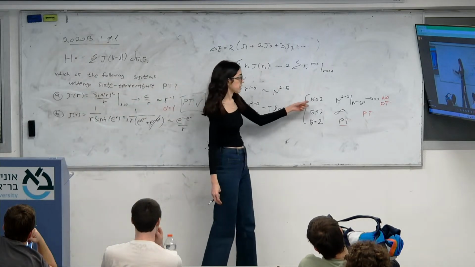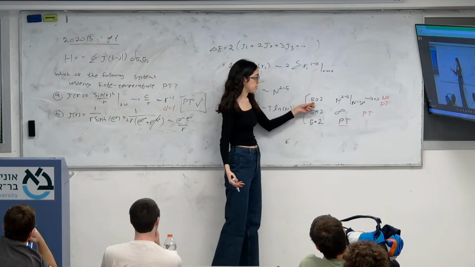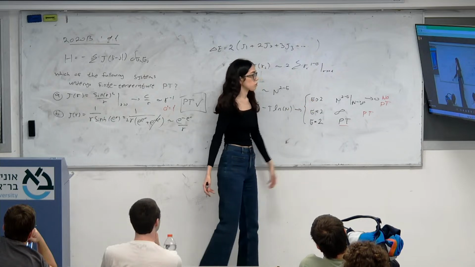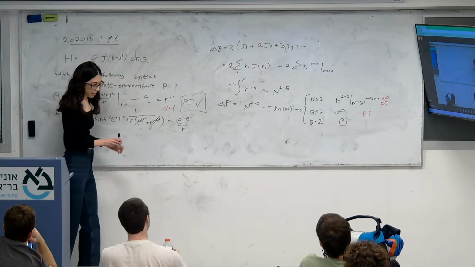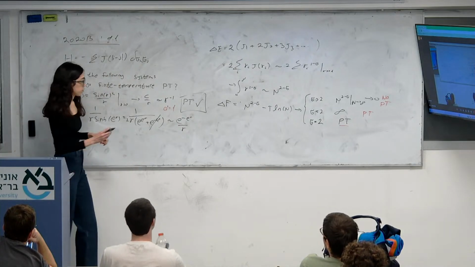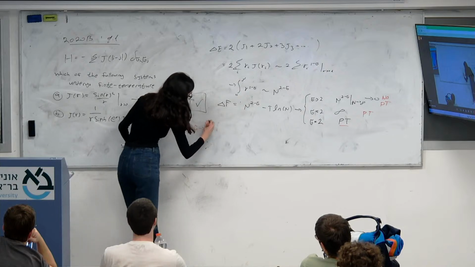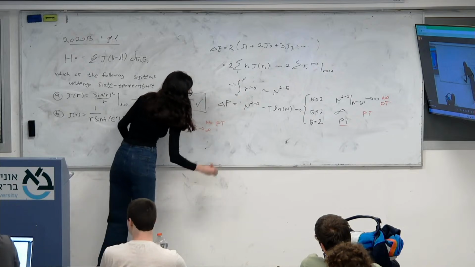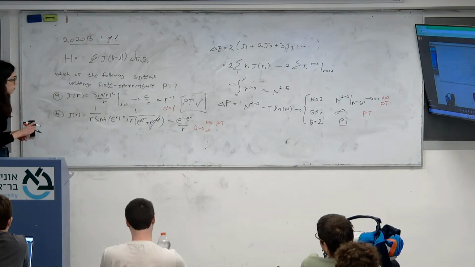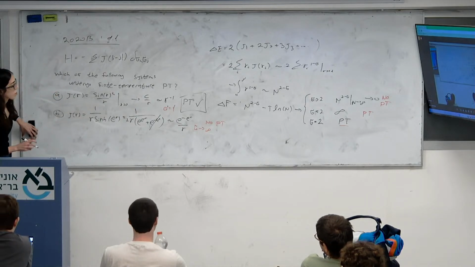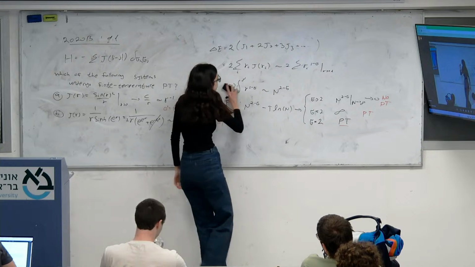Then sigma is really... Yeah, it goes to infinity. It's less than every polynomial decay. So sigma goes to infinity, then we have no phase transition. So the last case, we go there.